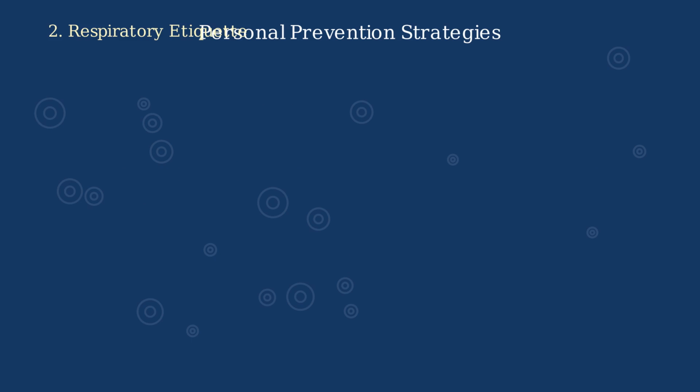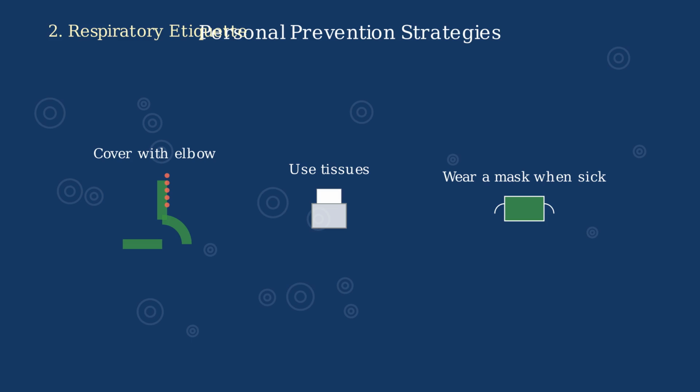Respiratory etiquette prevents the spread of droplets when coughing or sneezing. Always cover your mouth and nose with your elbow when coughing or sneezing. Using tissues to catch respiratory droplets is also effective. If you're sick, wearing a mask protects others around you. Research indicates proper respiratory etiquette can reduce droplet spread by up to 80%.